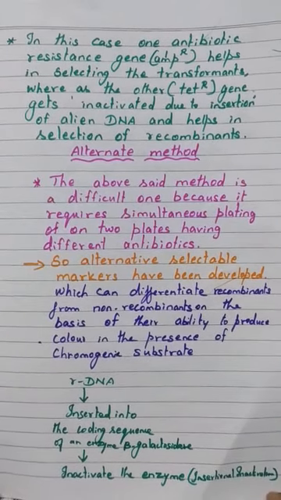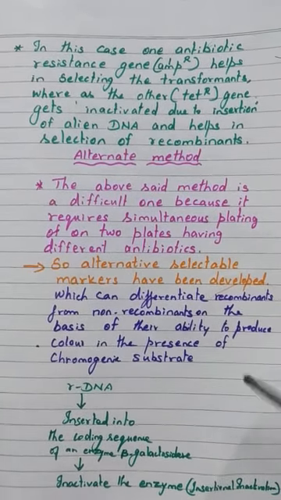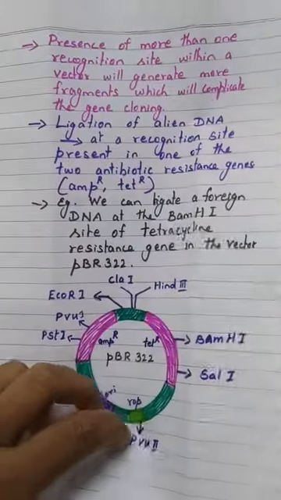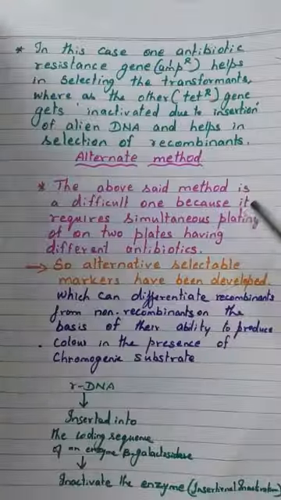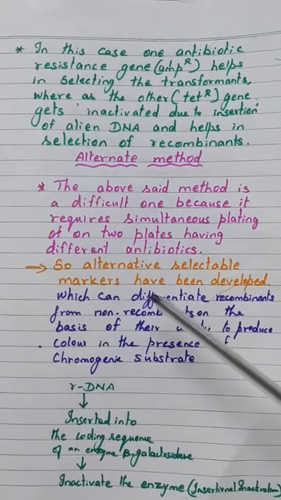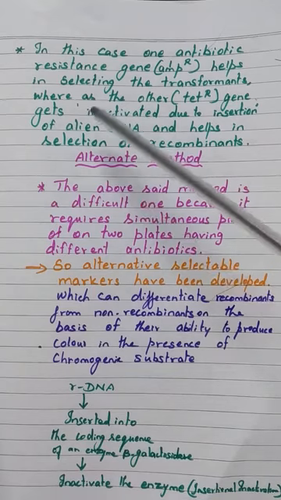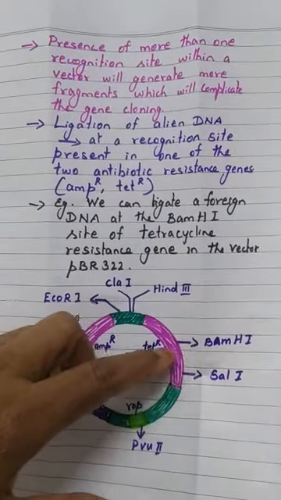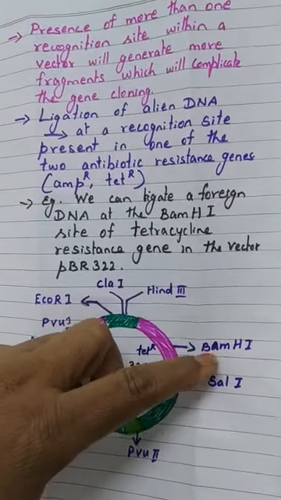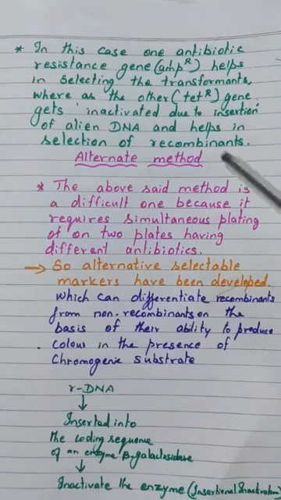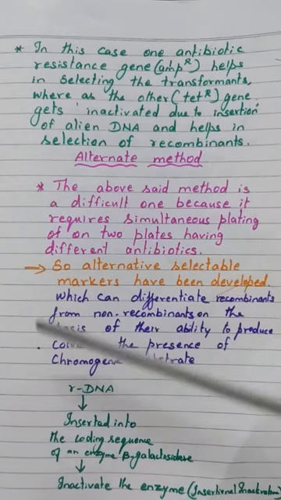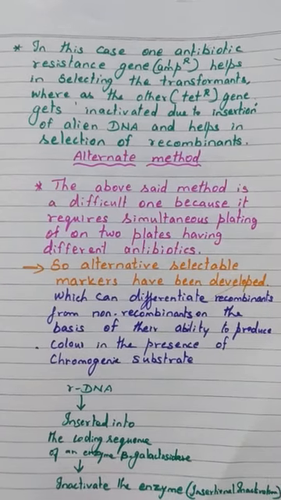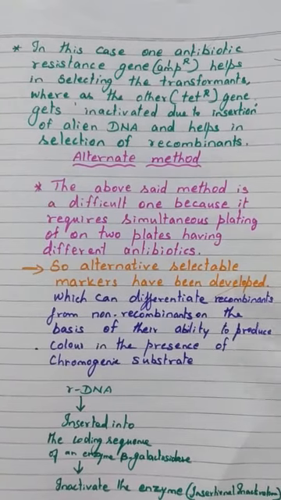Now, in this case, one antibiotic resistance gene is the ampicillin resistance gene. This ampicillin resistance gene helps in selecting the transformants, whereas the tetracycline resistance gene gets inactivated due to the insertion of foreign DNA at the BamHI site. And this helps in selection of recombinants. This tetracycline resistance gene helps in selection of recombinants, and the ampicillin resistance gene helps in selection of transformants.